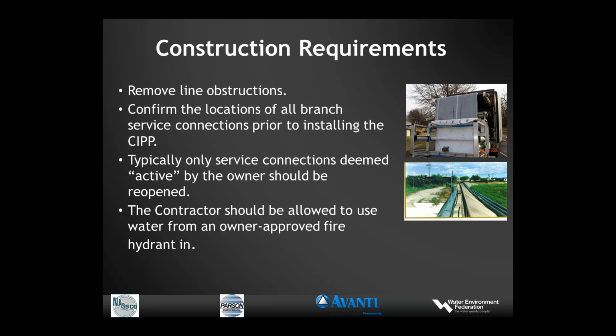Contractor should confirm the locations of all branch service connections. Now, typically, only the service connections deemed active by the owner should be reopened. So it's a partnership here. The contractor and owner have to work together on these active services.